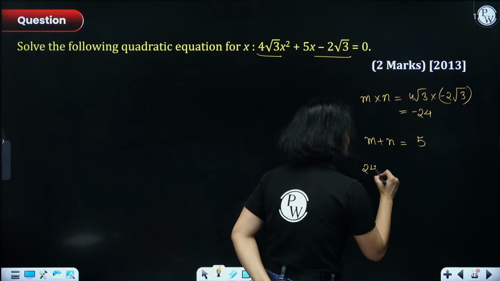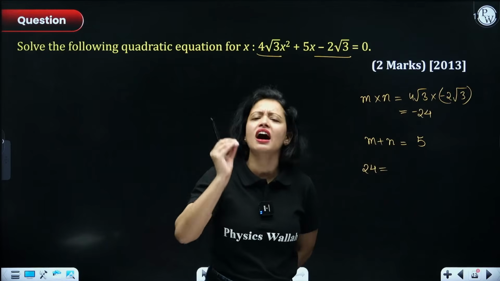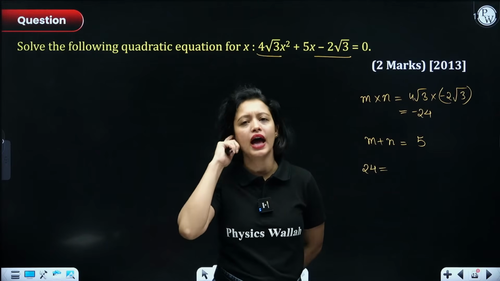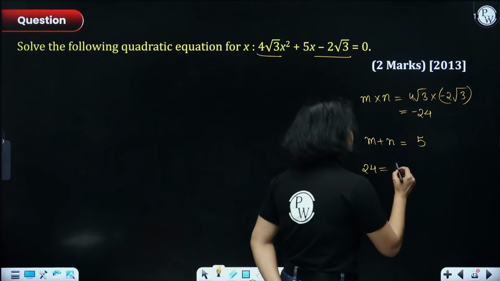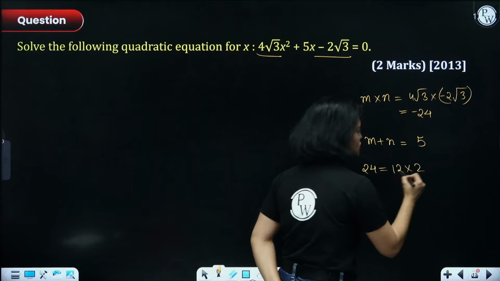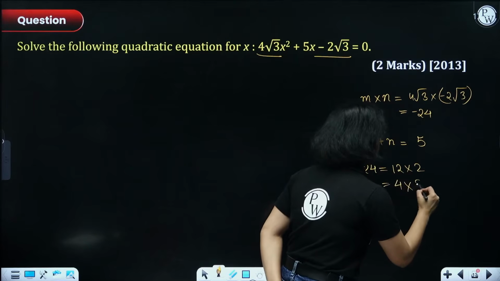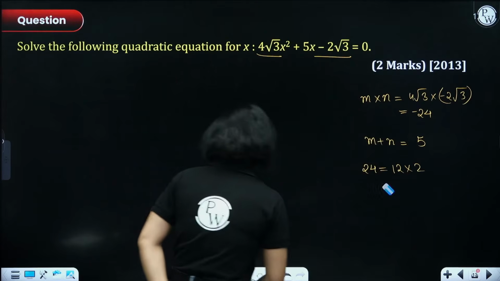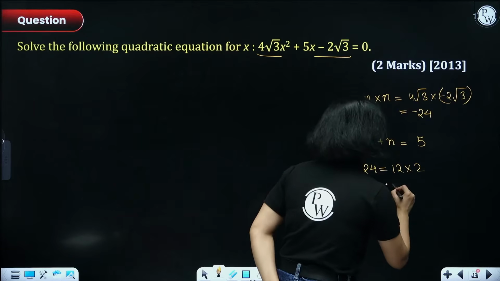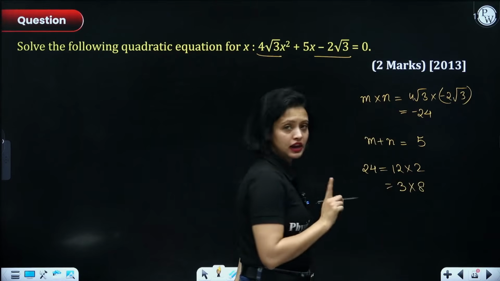If you ever get stuck, no worries. Take the product and start writing down the number as a product of two numbers, right? For example, here I can write it as 12 into 2. That does not work. 12 minus 2 is not 5. Okay, I can write it as 4 into 6, or 3 into 8. I can write it as 3 into 8.